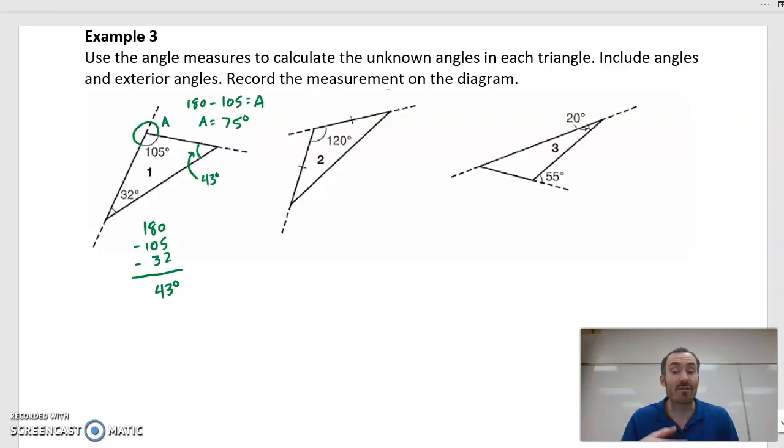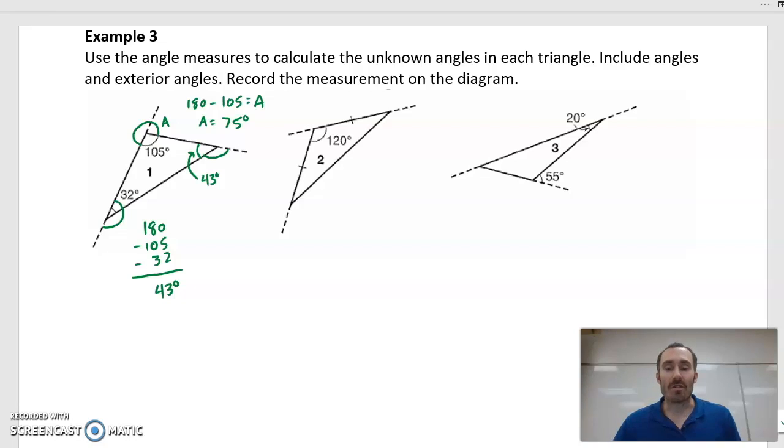Okay, so we've got kind of two 180 rules here. The first 180 degree rule is that the three angles inside a triangle, the three interior angles, add up to 180 degrees. And the other 180 rule is that any two angles that add up to a straight line, like this one and the 43, or this 32 and this missing piece, those all equal 180 degrees as well. And so you can just subtract the one you know from 180 and get what's missing.